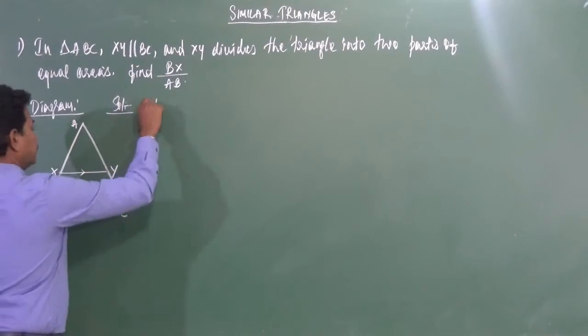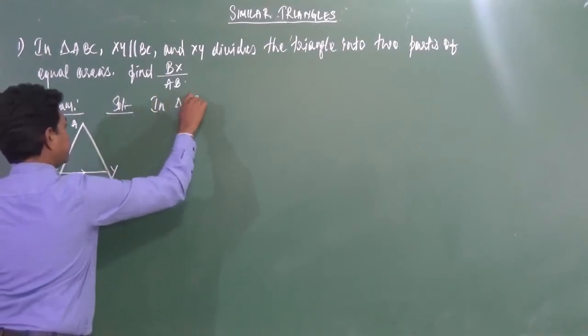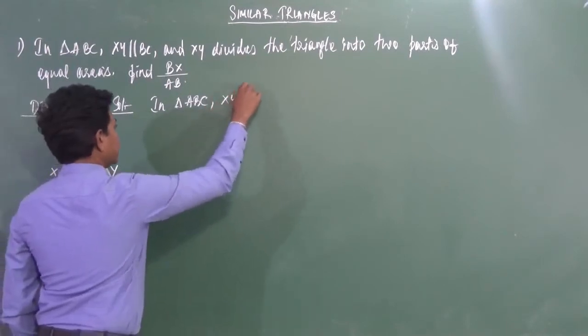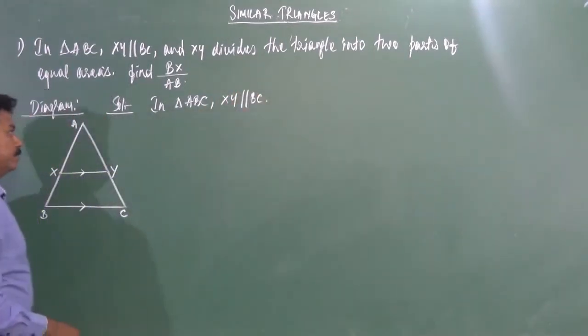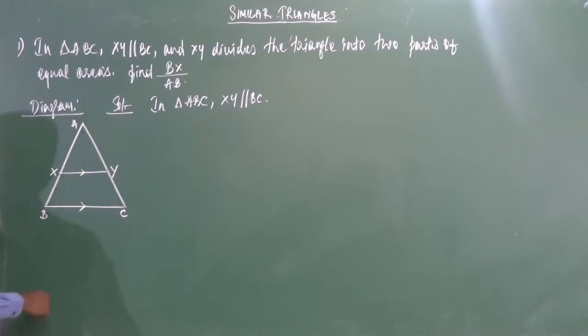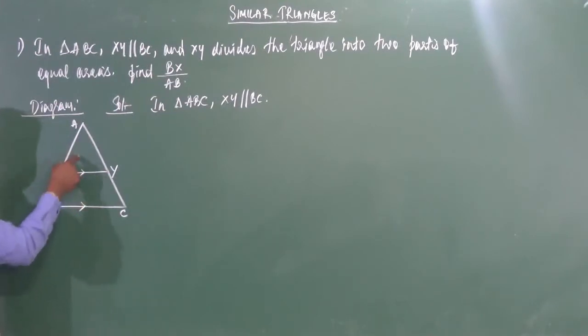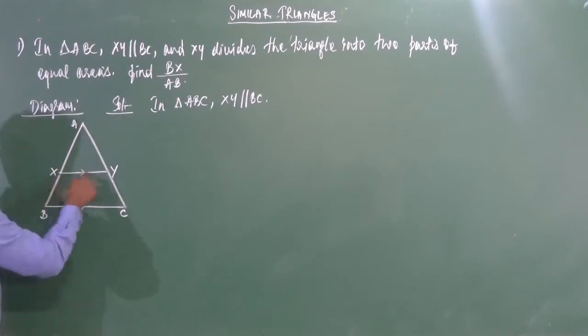Now in triangle ABC, XY is parallel to BC, according to the data. Inside this entire triangle, we have two areas, that is triangle AXY and trapezium XBCY. These two areas are equal. XY is drawn in such a way that this area is equal to this area.